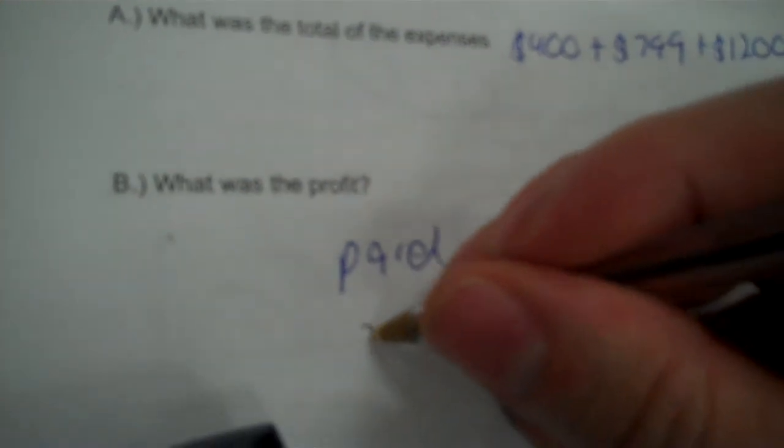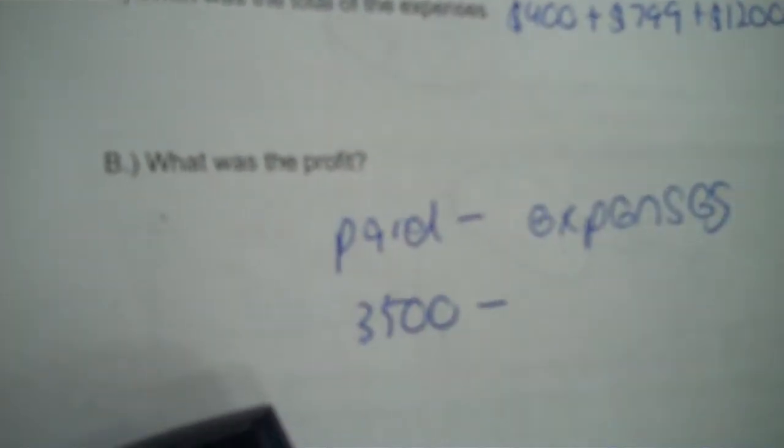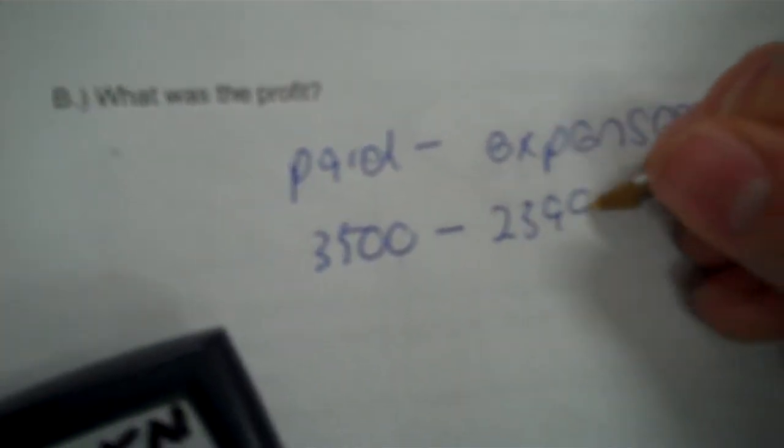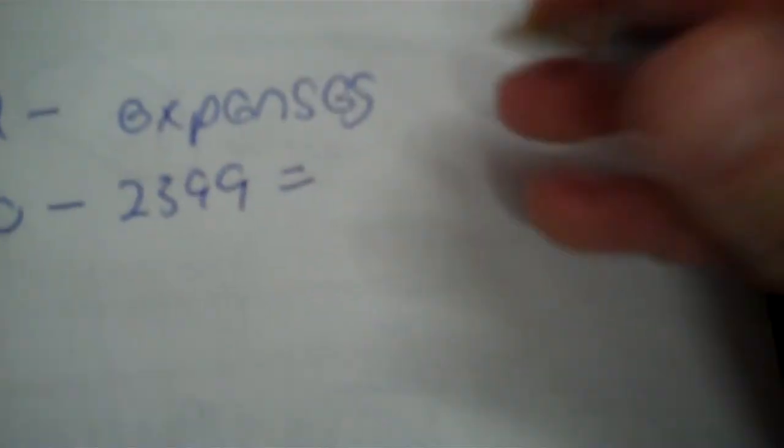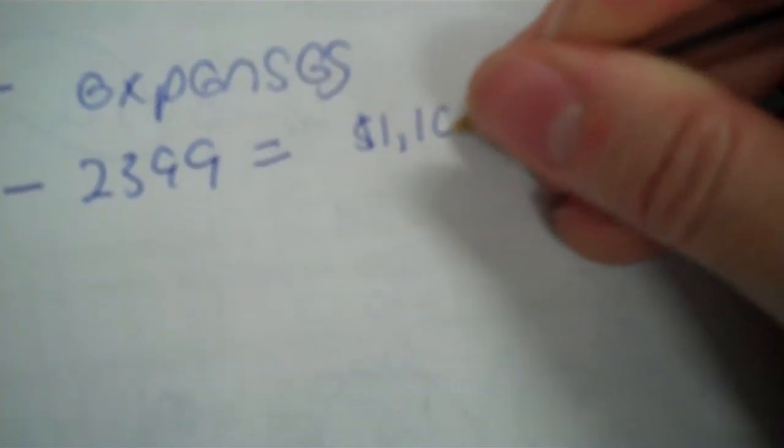What's his profit? Well, I just told you profit is paid minus expenses. That doesn't change on any problem. So he's paid 3,500. We subtract 2,399. That ends up being $1,101. Okay.